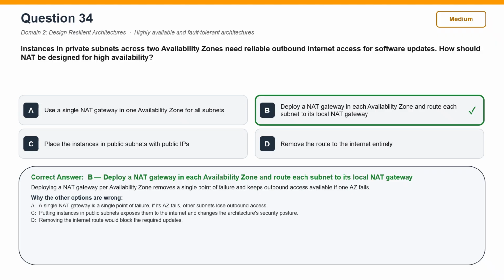Use a single NAT gateway in one availability zone for all subnets is incorrect. A single NAT gateway is a single point of failure. If its AZ fails, other subnets lose outbound access. Place the instances in public subnets with public IPs is incorrect. Putting instances in public subnets exposes them to the internet and changes the architecture's security posture. Remove the route to the internet entirely is incorrect. Removing the internet route would block the required updates.